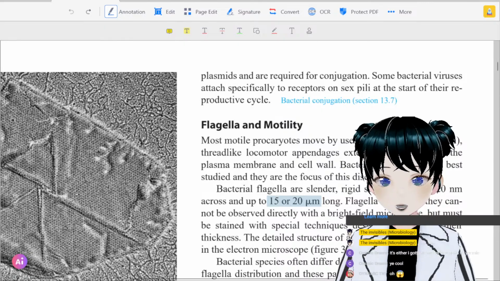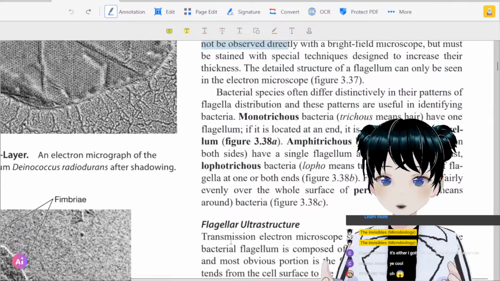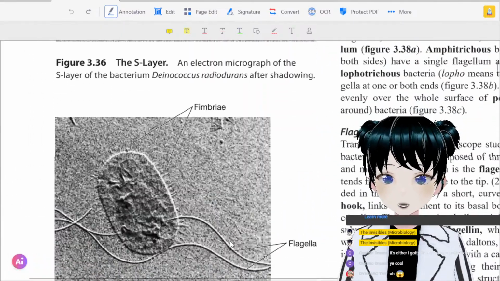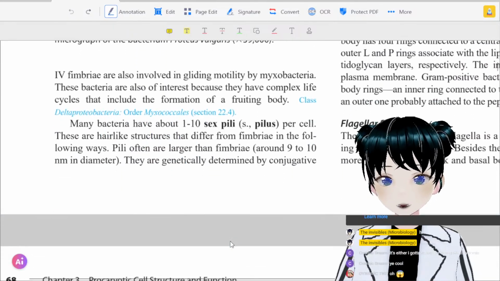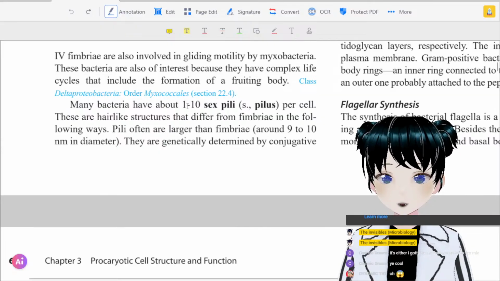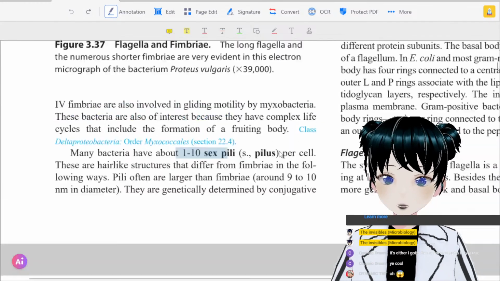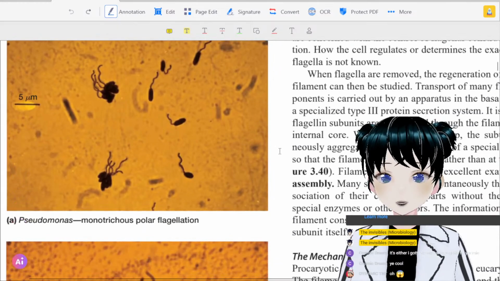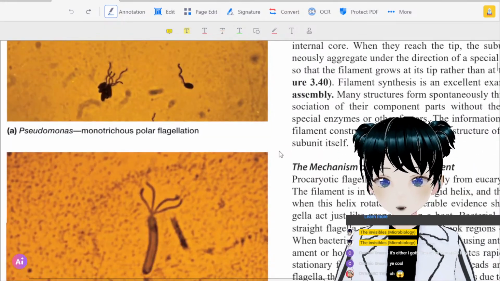Because the longer flagella is 15 to 20 micrometers, it doesn't mean that the smaller ones will also be 15 to 20 micrometers. There are smaller flagella. I think the longer the flagella is, the longer the movement is. Also, they have shown the number of the pili and the flagella. Flagella are actually high in number. I was confusing the numbers before.